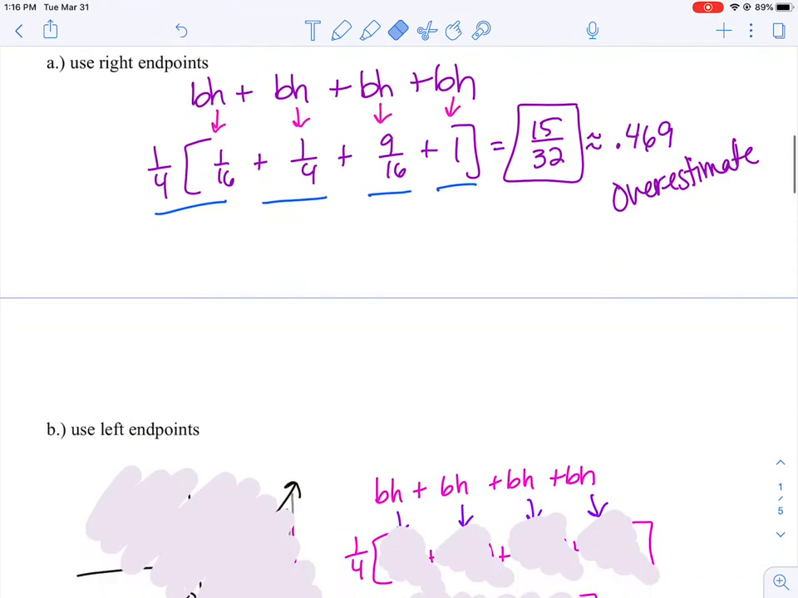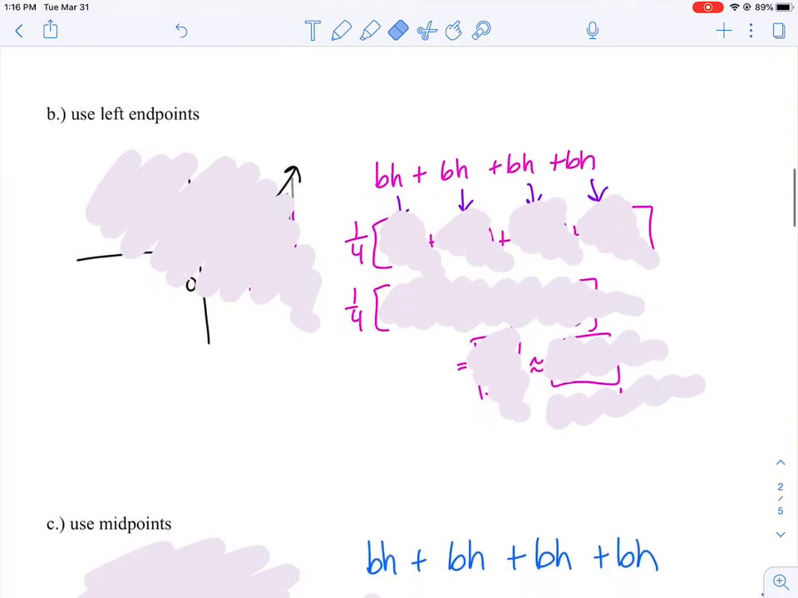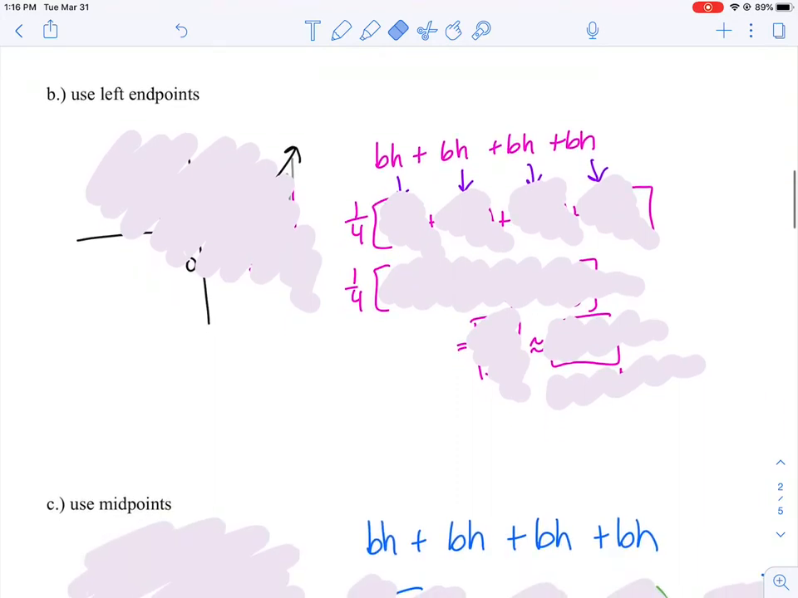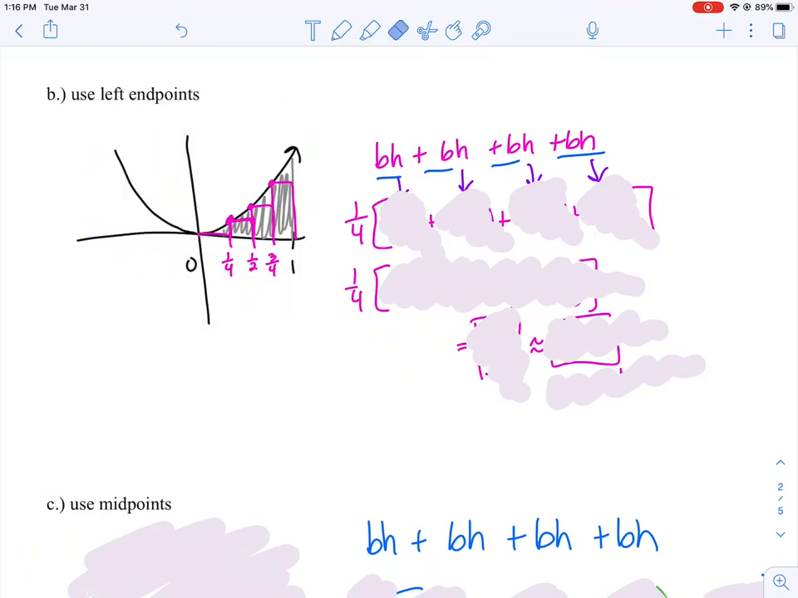Okay? Let's do another one where I'm using left endpoints. The same exact graph, the same exact interval, but now I want to use left endpoints. So I'm going to do four rectangles, base times height, base times height, base times height, base times height. And remember, if I'm going from 0 to 1 and I'm doing four different rectangles, then the base or the width of each of my rectangles is still going to be 1/4. So now all I have to do is figure out the height of these different rectangles. But on this one, they want us to use left endpoints.